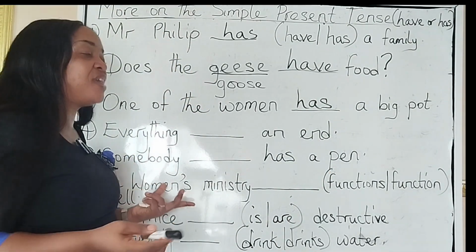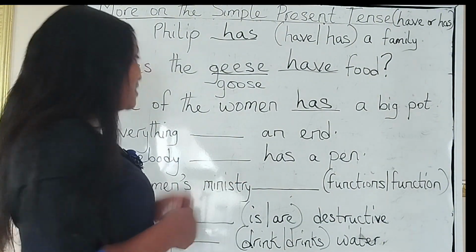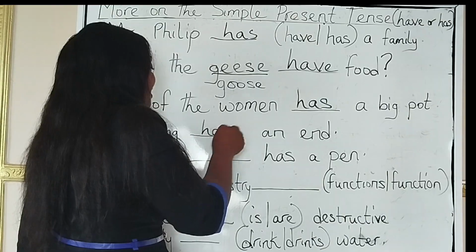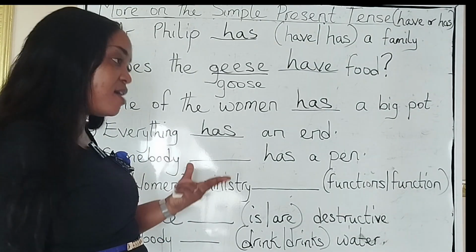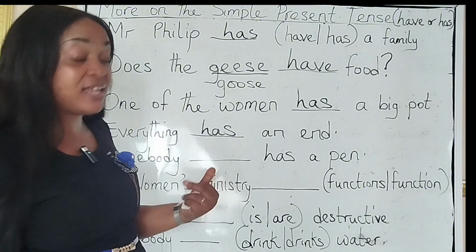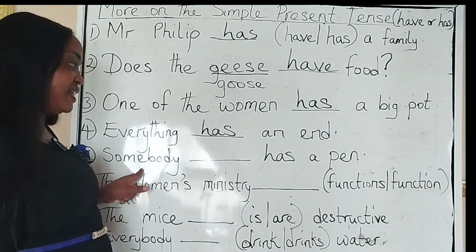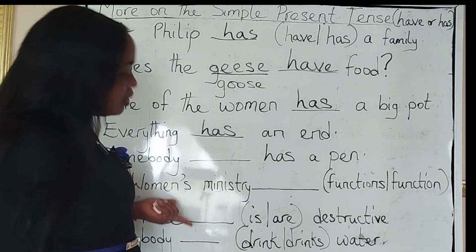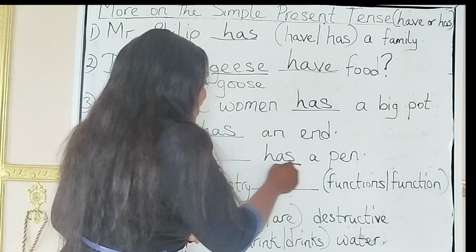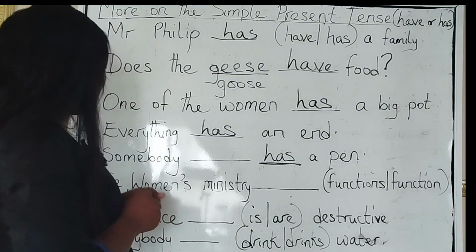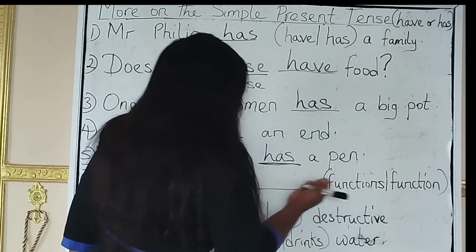Number 4, everything, everyone, everybody, remember, has an end. This is a kind of indefinite pronoun. Everybody, everyone, no one, everything, has, not have. Okay, somebody. Oh, I've already filled it. Sorry about that. Somebody has a pen.